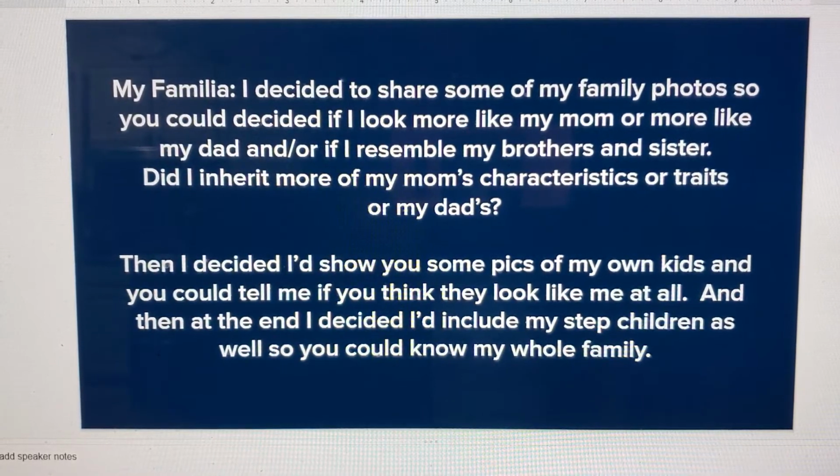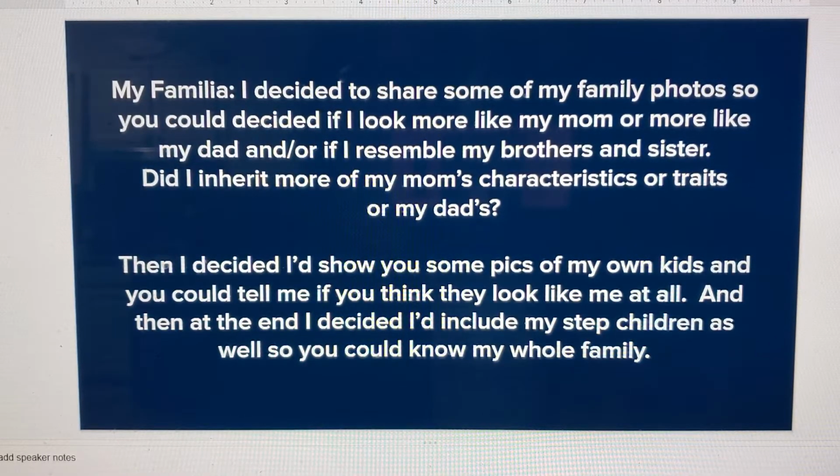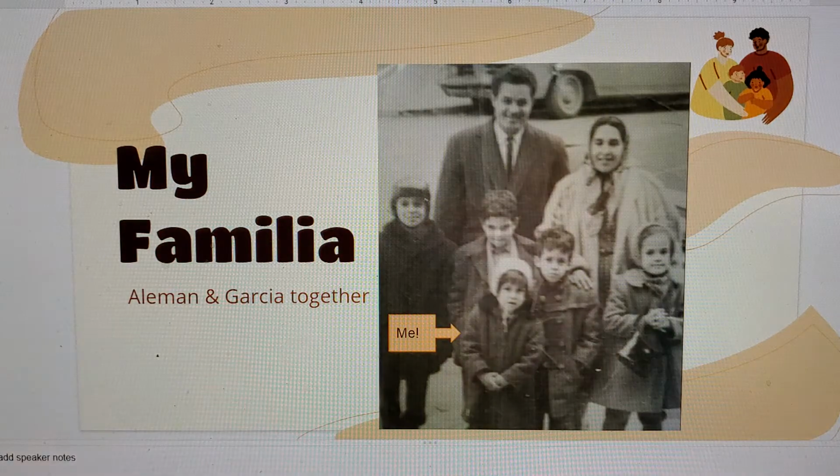And then I thought, well, if I'm showing you those pictures, I might as well show you the pictures of my kids as well. And you can tell me if you think I look like them or not. And then I thought, well, I might also include pictures of my stepkids and all my grandkids that I have through my stepkids. My son and daughter aren't old enough to be married and have kids yet. But so I thought I'd just show you everyone. So this is my familia.